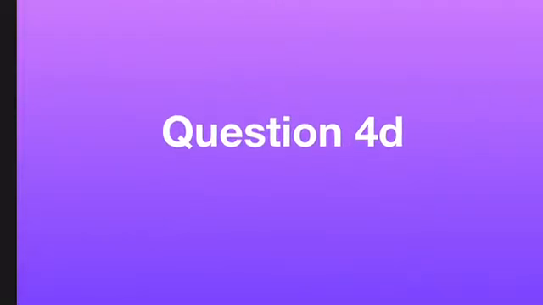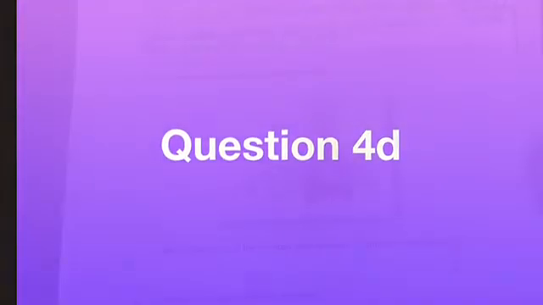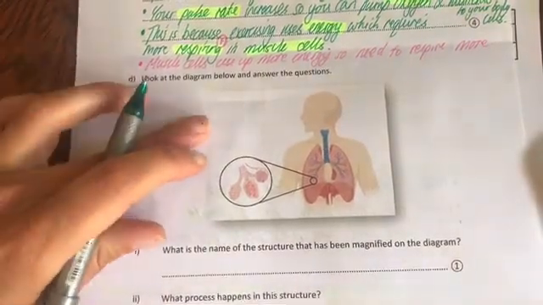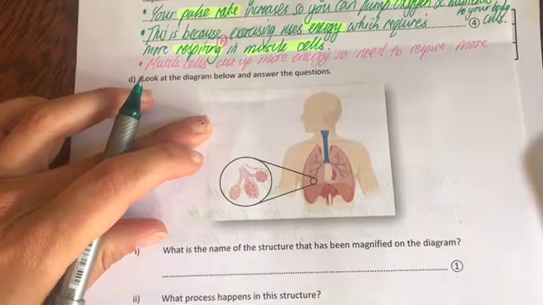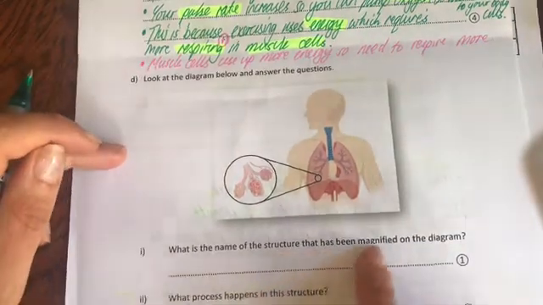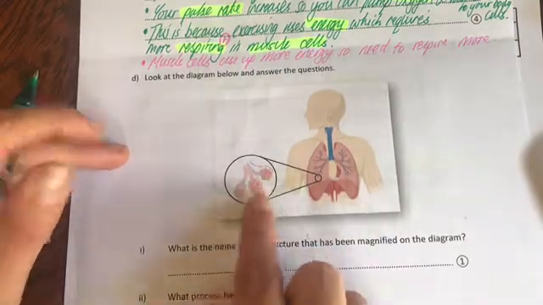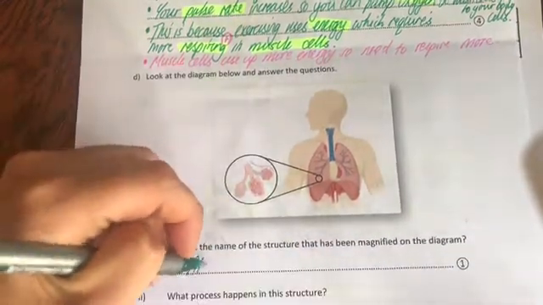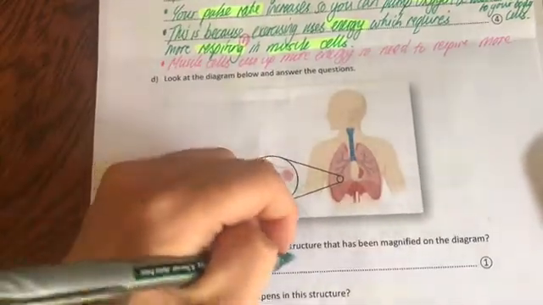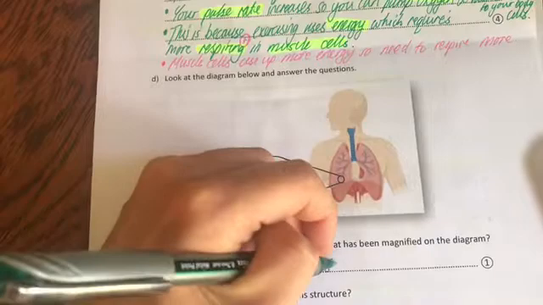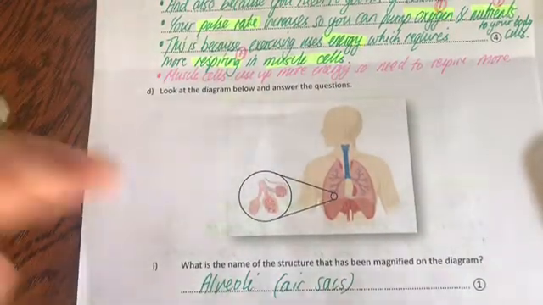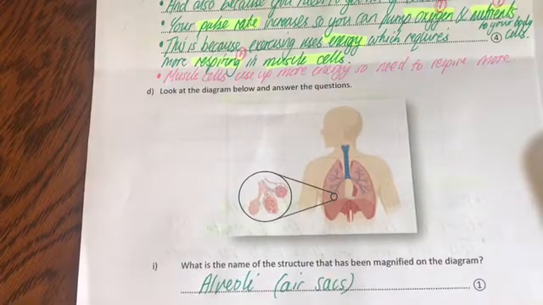Okay, moving on to 4D. Look at the diagram below and answer the questions. So, what is the name of the structure that has been magnified on the diagram? So this structure here, and the name is alveoli. I will allow air sacs, but it's not the right answer really. Alveoli is the correct answer.